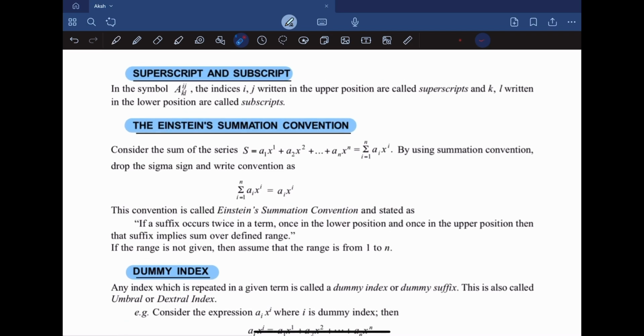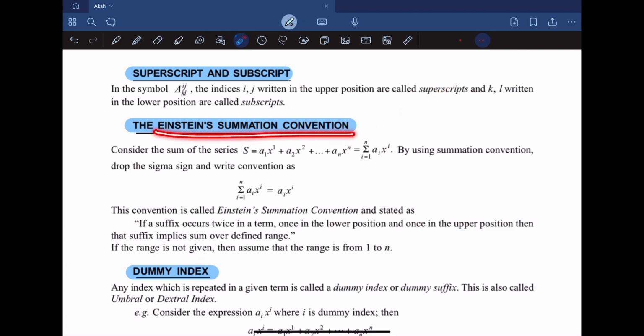Superscript and subscript. In the symbol A^{ij}_{kl}, the indices i, j written in the upper position are called superscripts and k, l written in the lower position are called subscripts. A^{ij}_{kl}, where i, j are superscripts and k, l indices are subscripts.